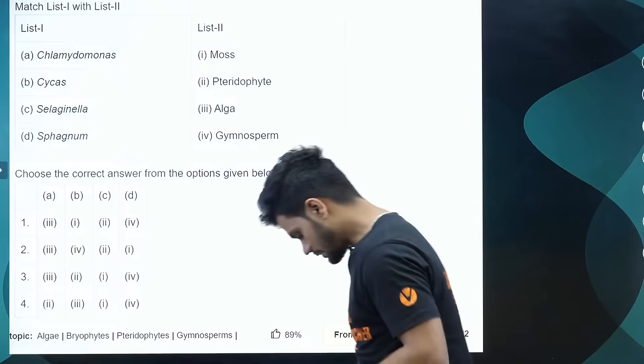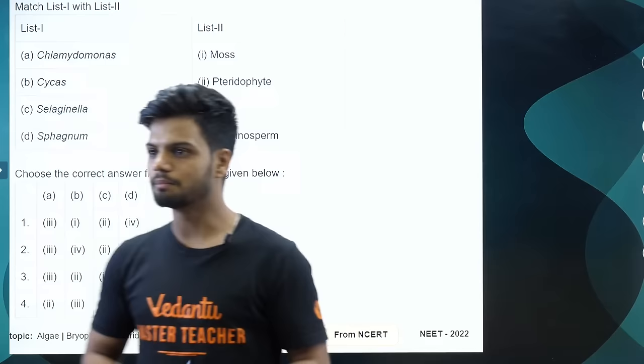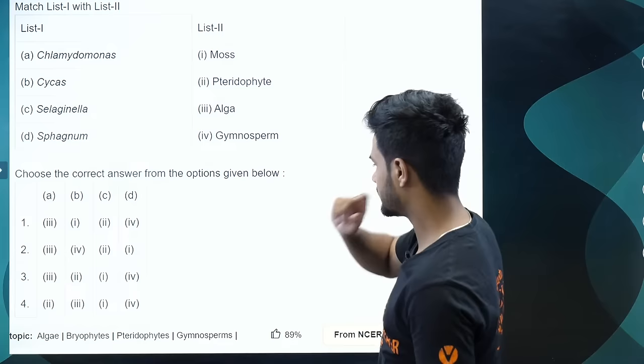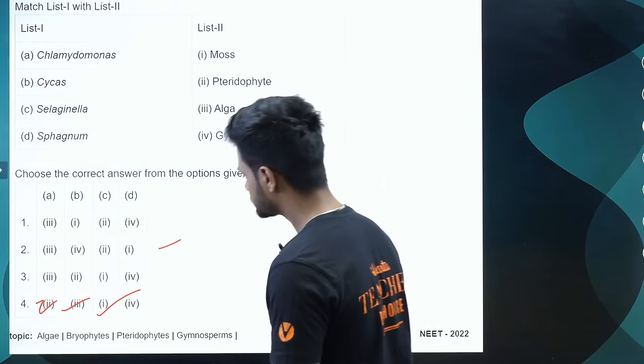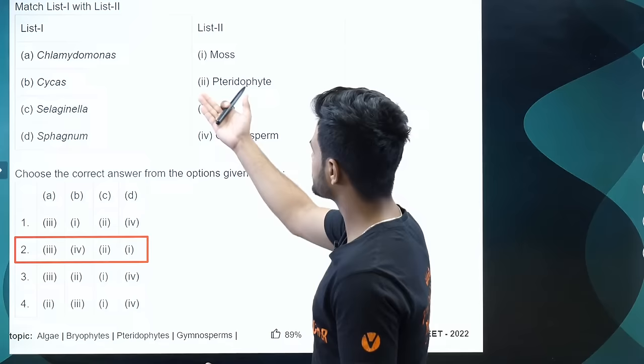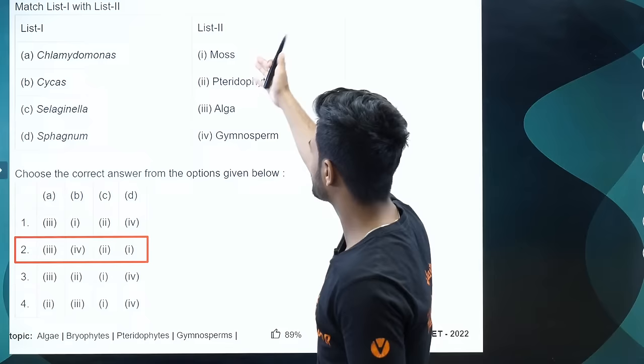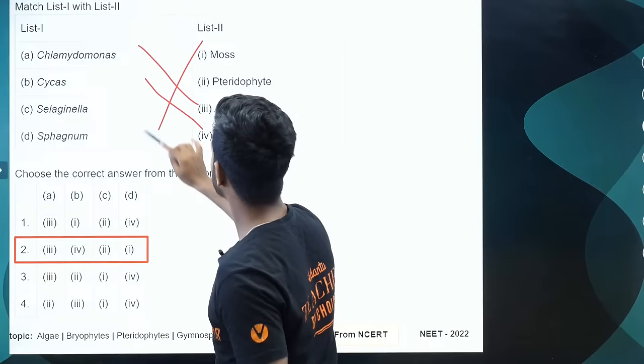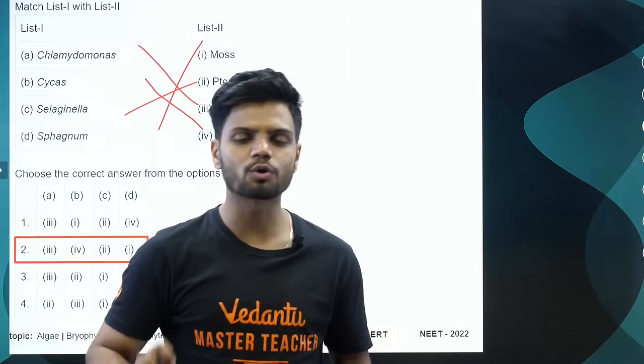Plant kingdom. Next question. Chlamydomonas is your algae. A is 3, so this is gone. Cycas is your gymnosperm. B is 4. This is the answer. Done. I didn't even have to see the rest of them. I knew the answer by looking at the first two options. Selaginella is your pteridophyte. Sphagnum is your moss. Algae, gymnosperm, pteridophyte. Easy. That is called the elimination method, where you eliminate based on the options.